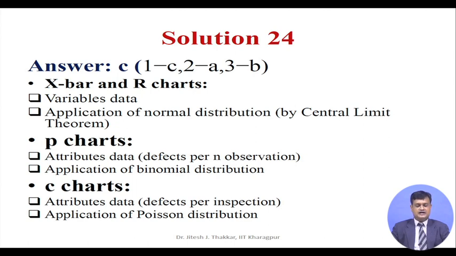X bar and R chart, basically application of normal distribution, and we are dealing with the variable data. P chart, application of binomial distribution, and we are dealing with the attribute data. Defects per observation, here it is like yes or no, whether the product is good or bad. C chart, attribute data, defects per inspection, and it basically uses Poisson distribution.